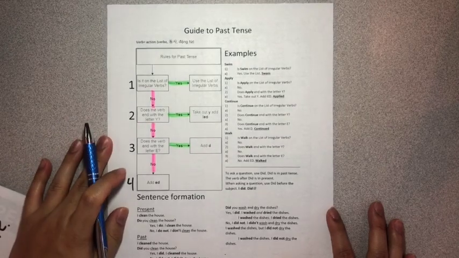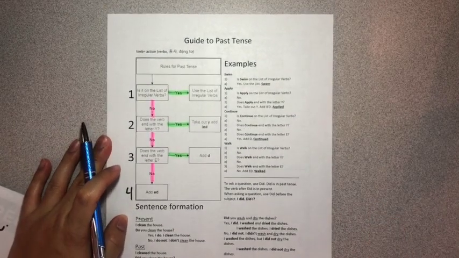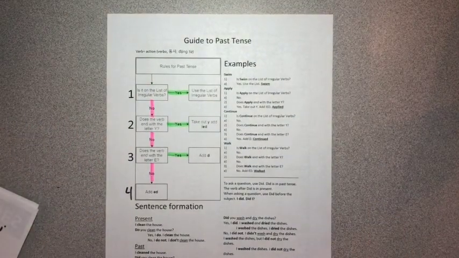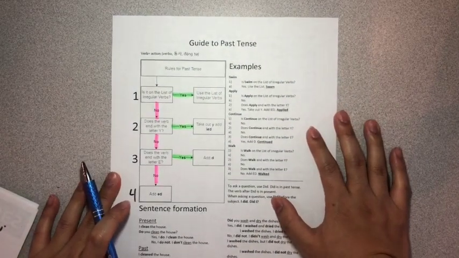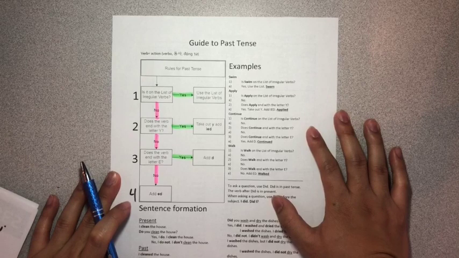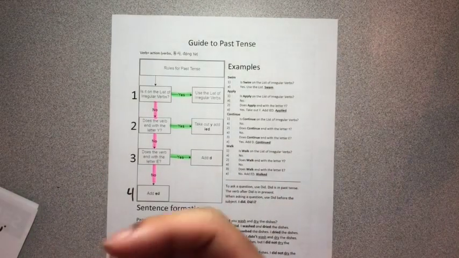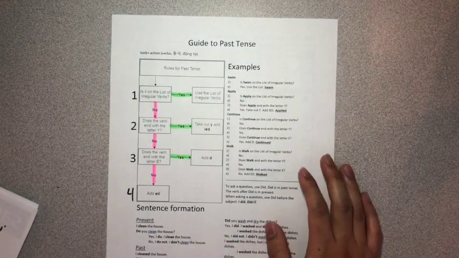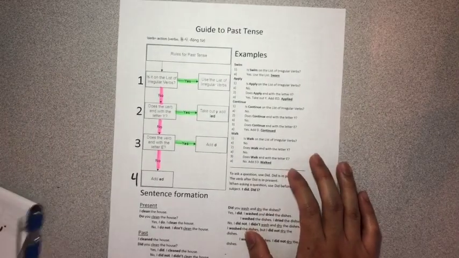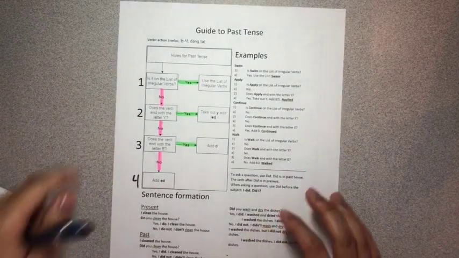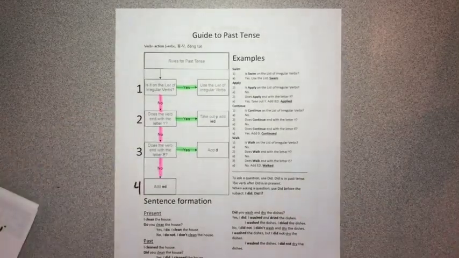Okay, let's go over past tense. We have present tense, future tense, and past tense. We use past tense to talk about things that already happened, things that happened yesterday, last week, last year. There are 4 rules to past tense. The first rule is the irregular rule.